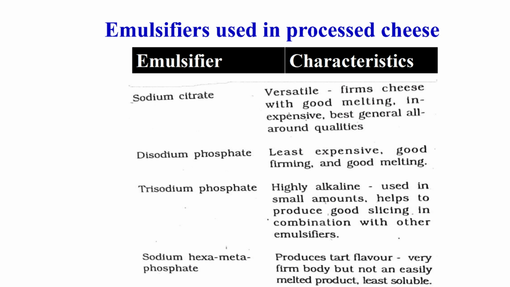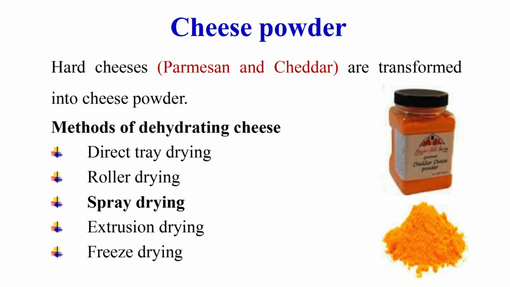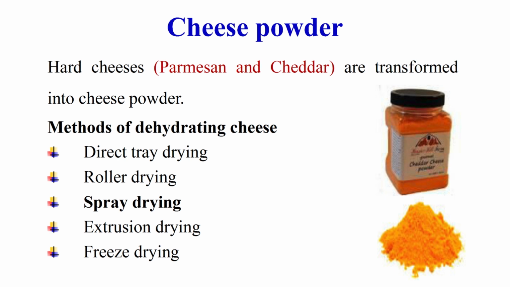Sodium hexametaphosphate produces a tart flavor and a very firm body, but it does not melt easily and is the least soluble. Finally, we can look at cheese powder. Hard cheeses like Parmesan and cheddar can be transformed into a powder. Methods for dehydrating cheese include direct tray drying, roller drying, spray drying, extrusion drying, and freeze drying.